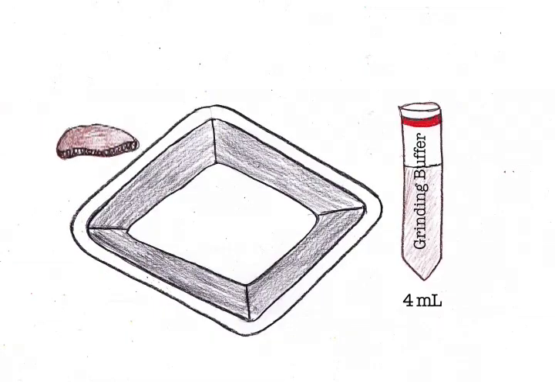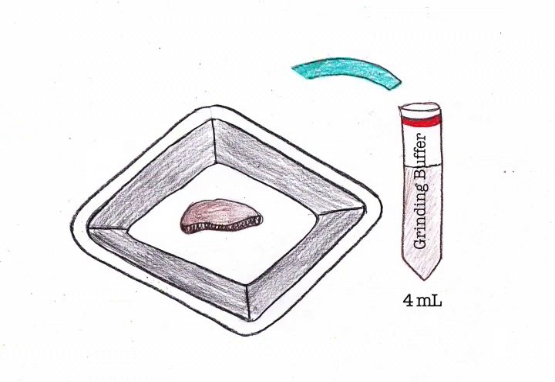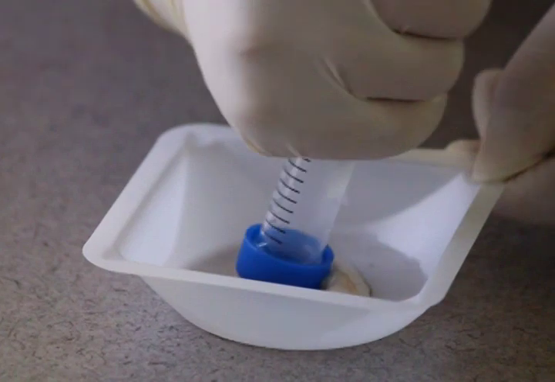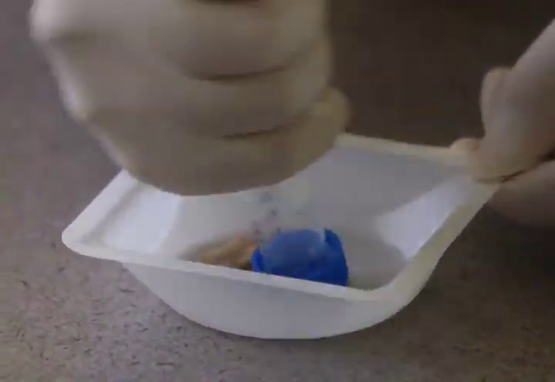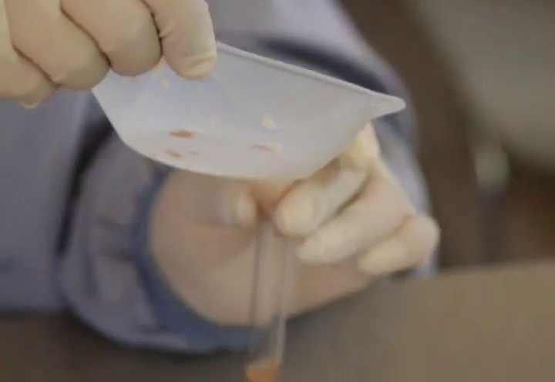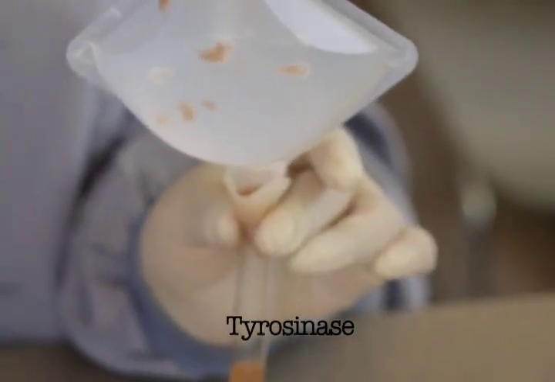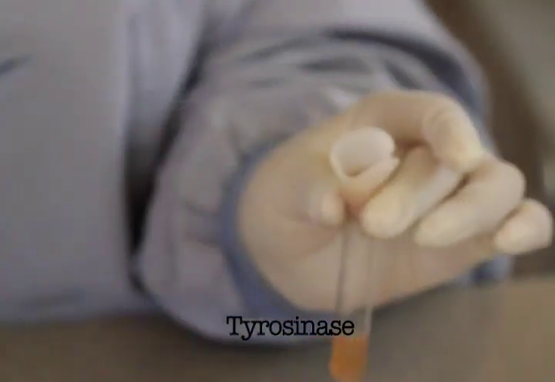First, you need to get your mushroom piece, put it in the weighing boat, and put 4 milliliters of grinding buffer on top. Grind up your mushrooms with the grinding buffer until they are mixed well. There's going to be some liquid after you do this. Pour it through a filter into a test tube. This liquid is your tyrosinase enzyme, the enzyme you'll be observing in this lab.